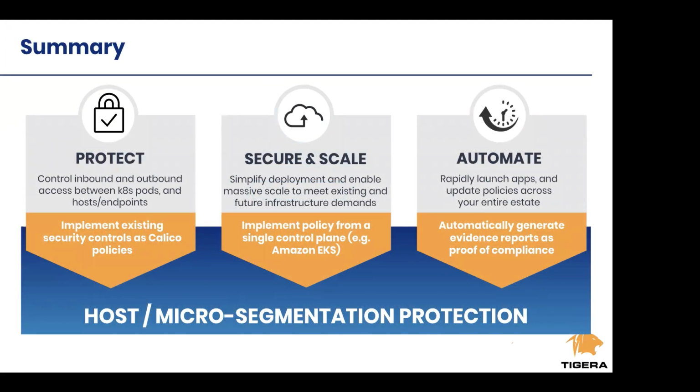So in summary, the Calico host microsegmentation protection allows you to implement your existing security controls as Calico policies. It allows you to implement policy from a single control plane. Today, we're going to be using EKS, and we also create data that allows us to automatically generate evidence reports and proof of compliance of those policies.